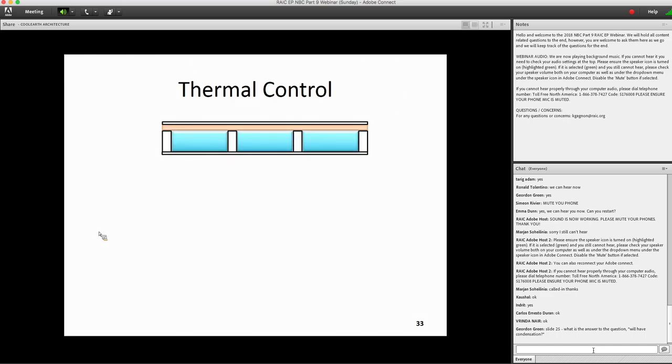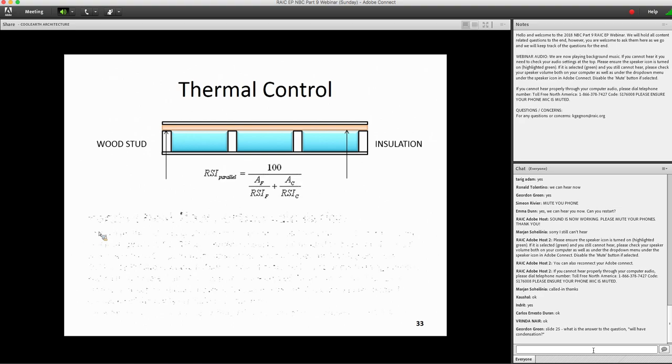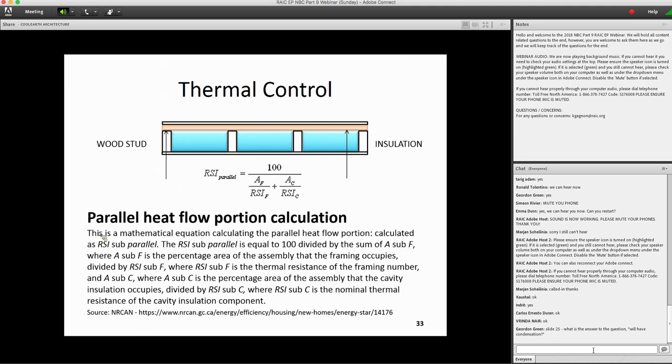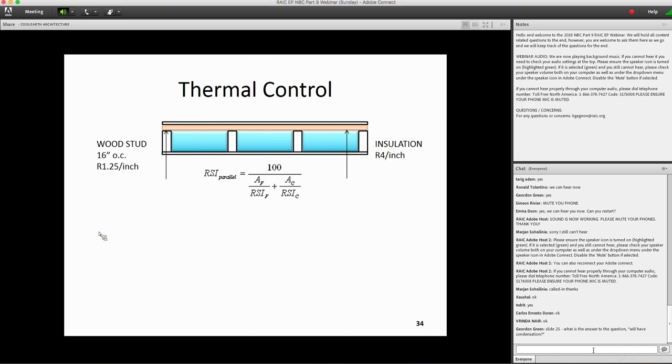So let's do an example of this. Let's say we have a wood stud wall. We have the wood stud that has a certain resistance, and we have the insulation that has another resistance or R value. This is the formula that we have. There's a way we can calculate the effective R value, and it's through what's called the parallel heat flow calculation. So let's do that calculation quickly.